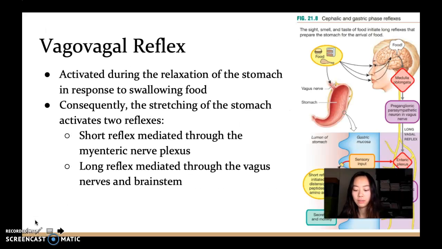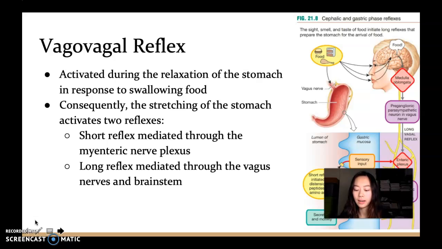The vagovagal reflex is the gastrointestinal tract reflex circuit where afferent and efferent fibers of the vagus nerve coordinate responses to gut stimuli via the dorsal vagal complex located in the brain. The vagovagal reflex aids in the secretion of two chemicals that subsequently aid in gastric acid secretion. The vagal afferents of the long reflex are activated during the gastric phase of digestion by the sight, smells, and taste of food, as demonstrated in the diagram taken from Silverthorne.